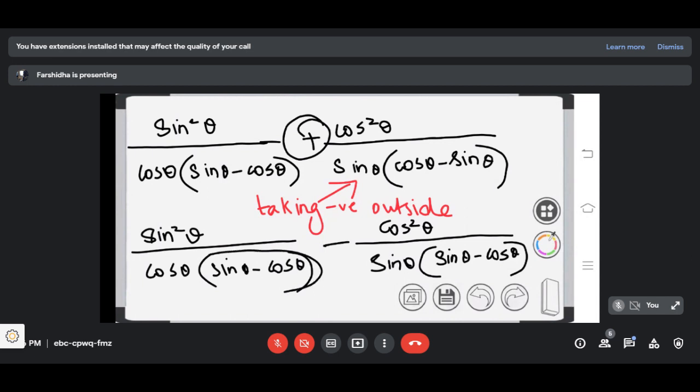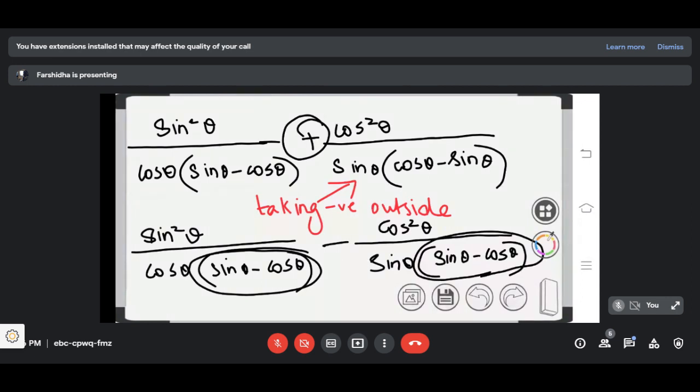Now you can see these two are same. Sin theta minus cos theta, here also sin theta minus cos theta. So that in the next step, I can take this 1 by sin theta minus cos theta outside.